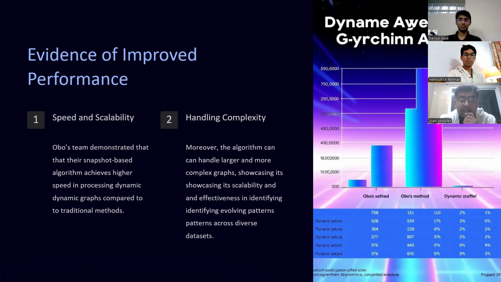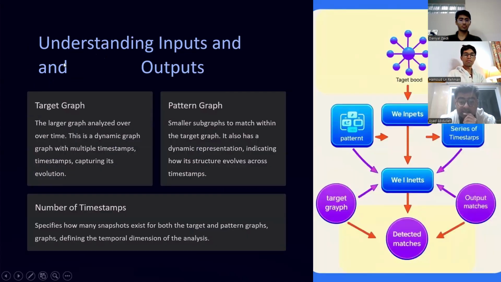Second, implementation and inputs. We implemented the tested algorithm to match subgraphs in dynamic graphs. Here's how it actually works. It uses snapshots of the target graphs at specific timestamps rather than treating the graphs as static. Second, it includes inputs: the graph target, a large evolving dataset, the pattern graph, which is a small graph to match, and the number of timestamps indicating the graph's evolution over time.